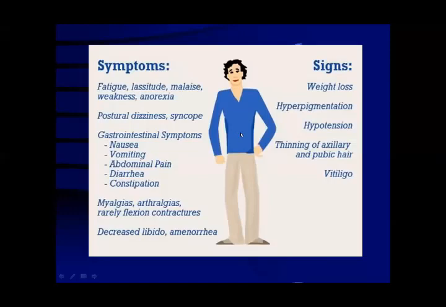This is a typical picture of Addison disease. You can see there is weight loss, hyperpigmentation, hypotension, thinning of the axillary and pubic hair. Vitiligo is the white discoloration of the skin in which there are white patches over the skin. The symptoms are fatigue, lassitude, malaise, weakness, anorexia, postural hypotension, syncope, gastrointestinal symptoms which include nausea, vomiting, diarrhea, abdominal pain, constipation, myalgic pain, arthralgias, and loss of libido and amenorrhea. These are all the signs and symptoms.